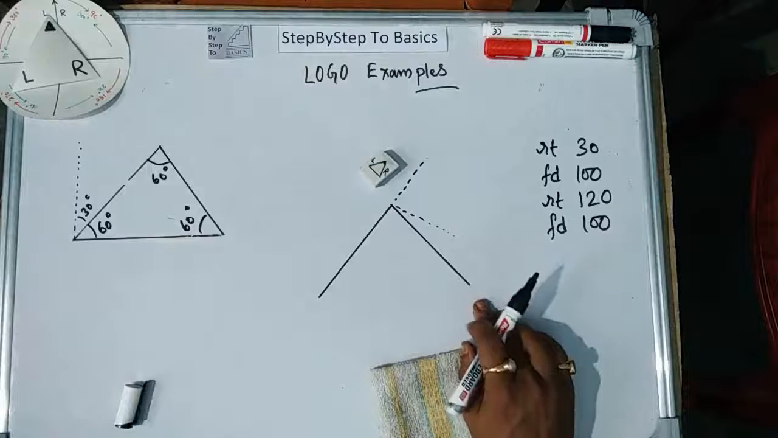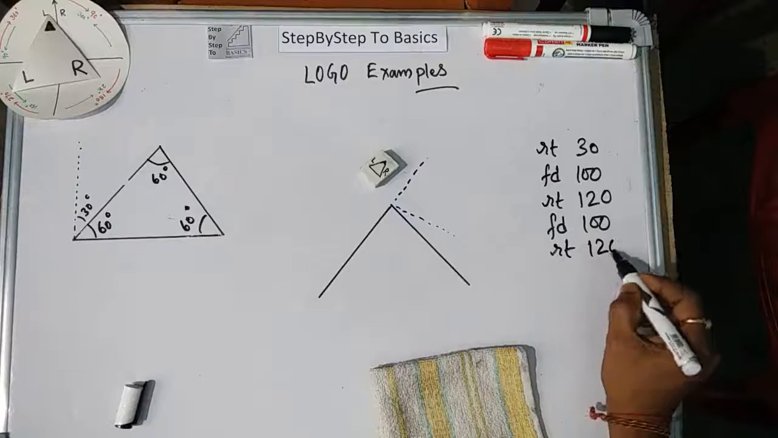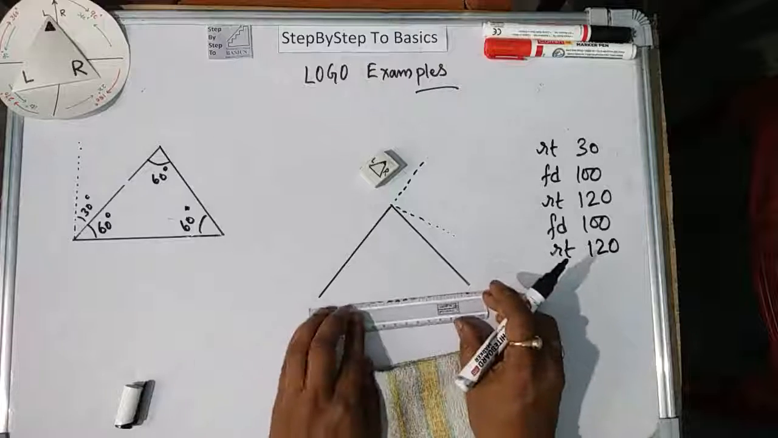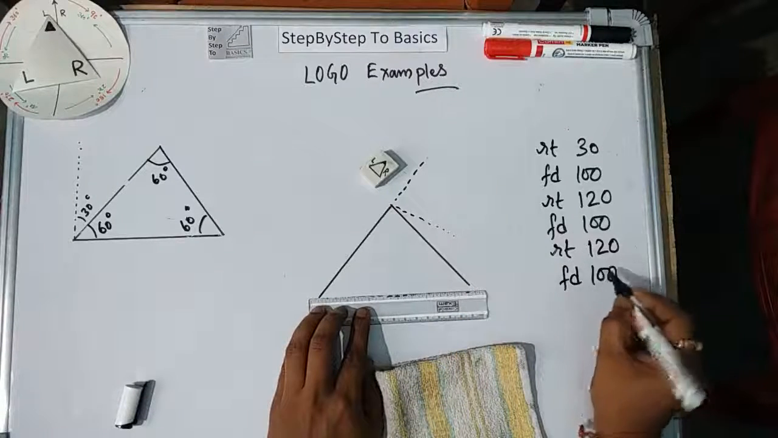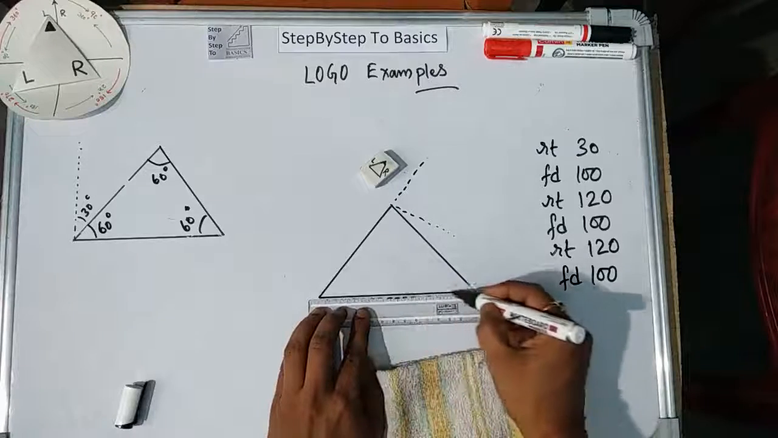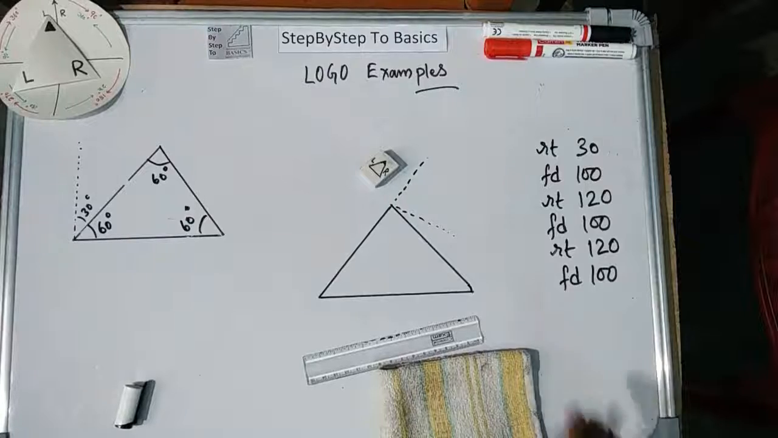Now it reached here, then again RT 120 and FD 100. So this way your equilateral triangle will be over. So this is the code you have to write.